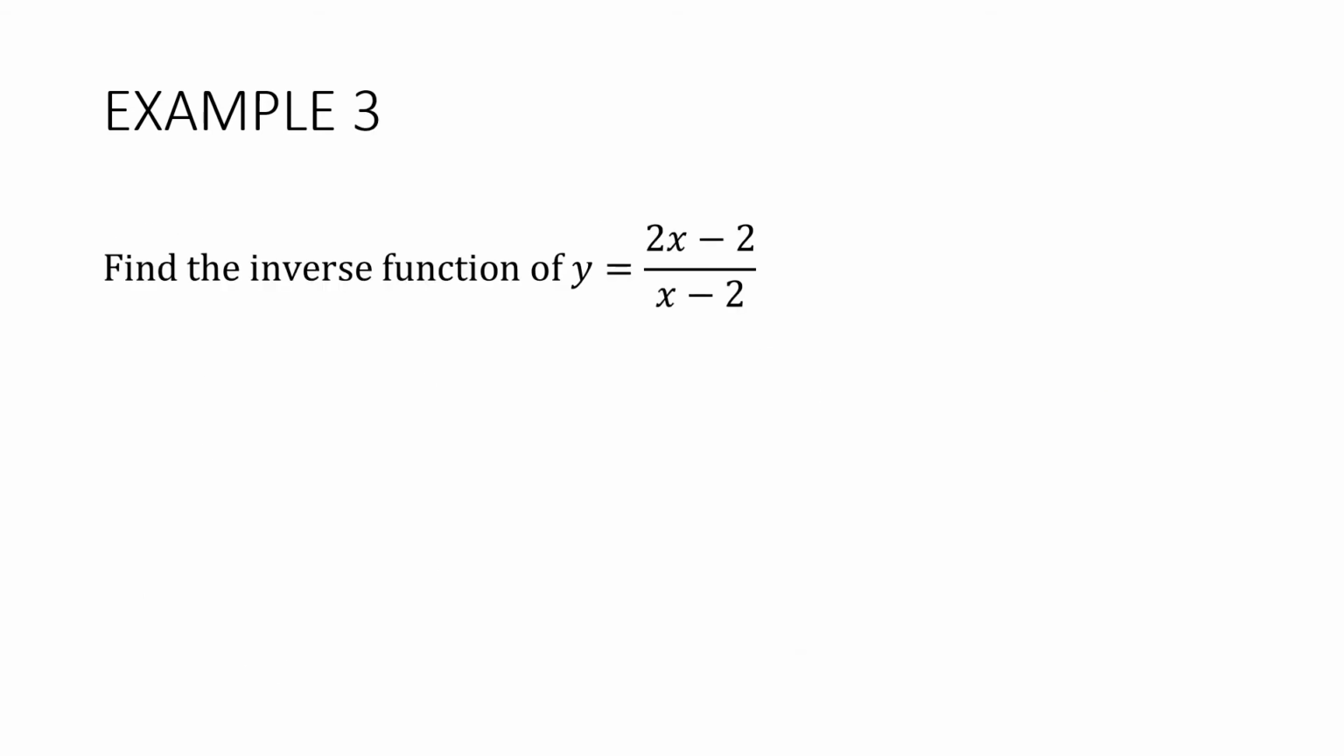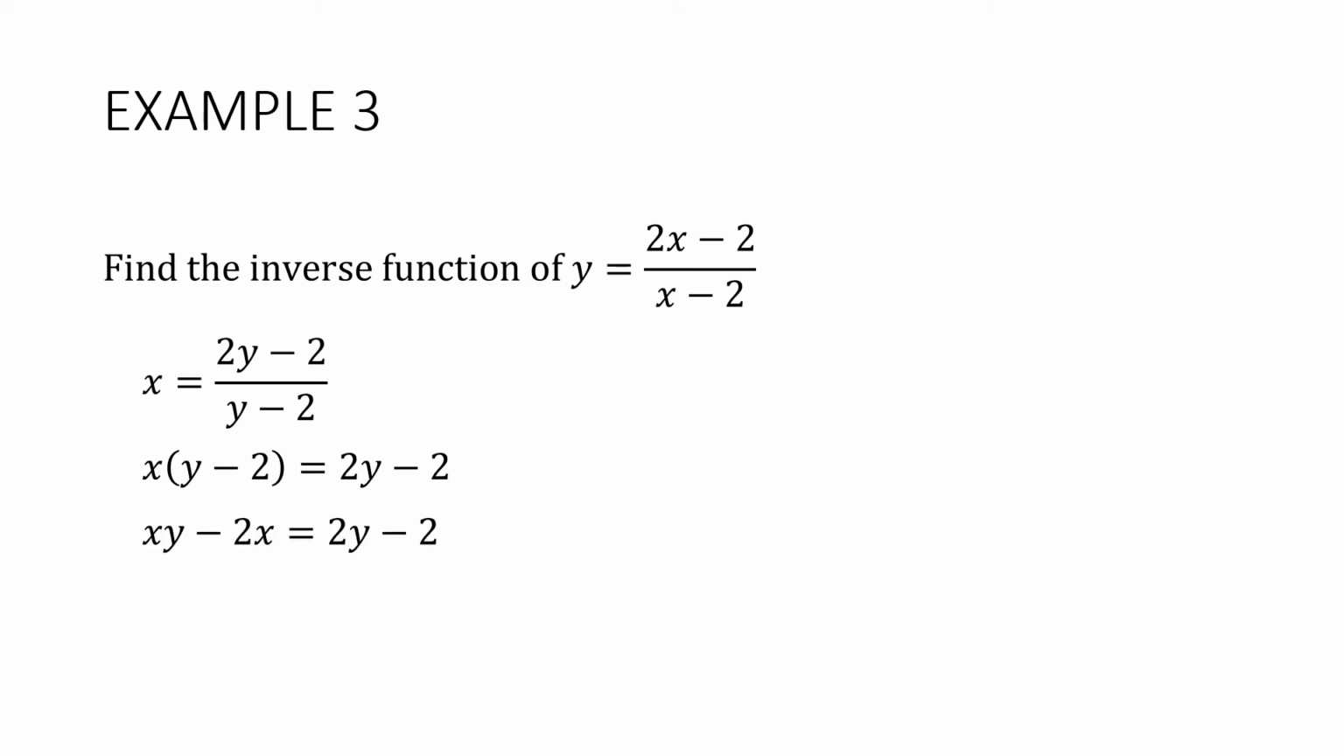And example 3, find the inverse function of y is equal to 2x minus 2 all over x minus 2. Start by switching the x and y. Now take this y minus 2 up and over to be with this x. Expand the left-hand side. Now we want to get all of the terms in y together. So I'm going to take this 2y over here, and at the same time I'll take this negative 2x over this side.